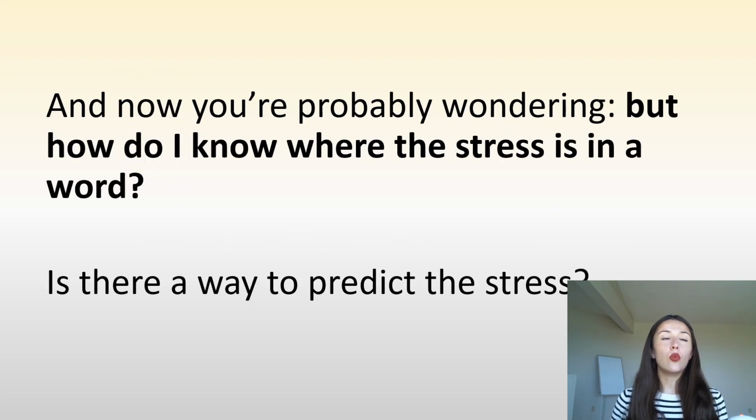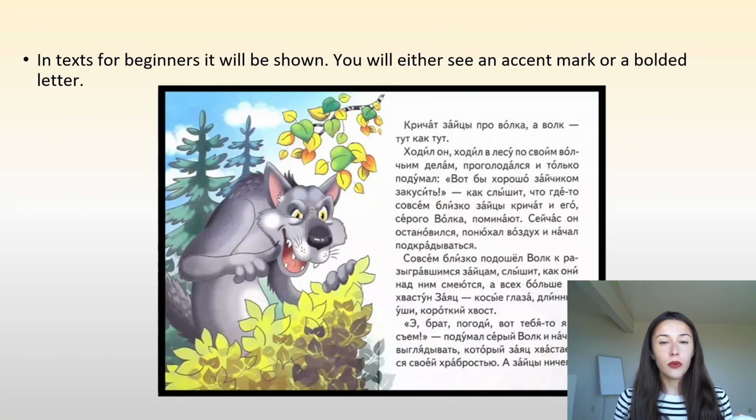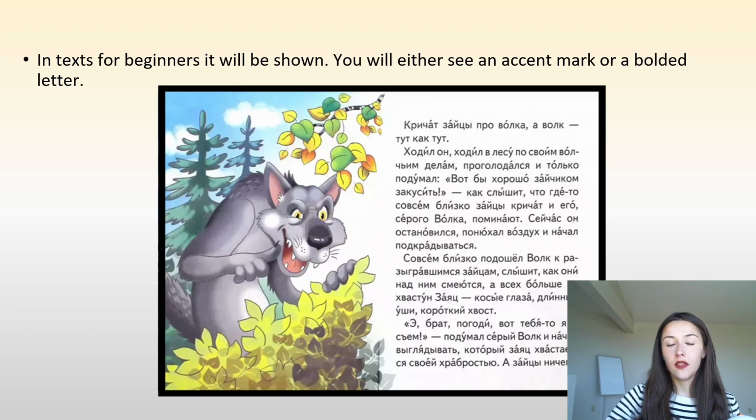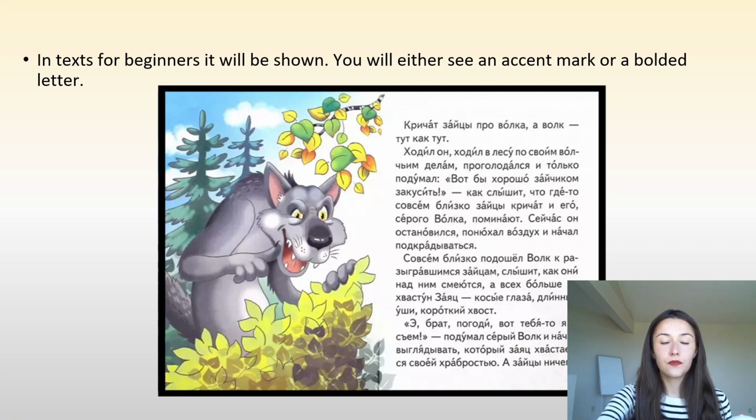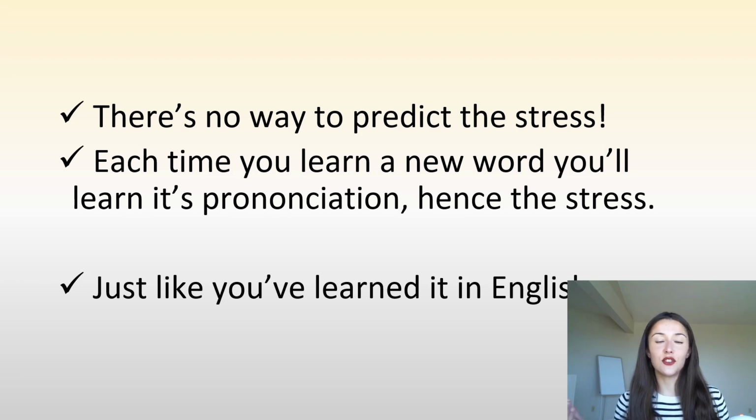And now you're probably wondering, but how do I know where the stress is in a word? Is there a way to predict the stress? In text for beginners, it will be shown. You will either see an accent mark or a bolded letter, just like here in this example. There's no way to predict the stress. Each time you learn a new word, you'll learn its pronunciation, hence the stress, just like you learned it in English.